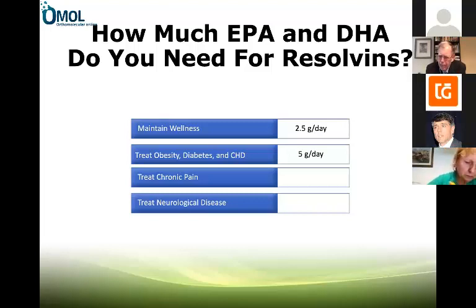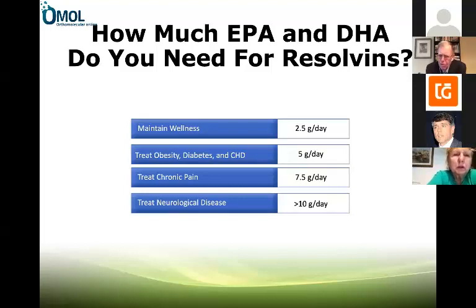And what if you have chronic pain like rheumatoid arthritis and other autoimmune diseases? The levels are still higher. And what if you have neurological disease like multiple sclerosis, Alzheimer's, Parkinson's, attention deficit hyperactivity disorder, or depression? The levels are still higher.